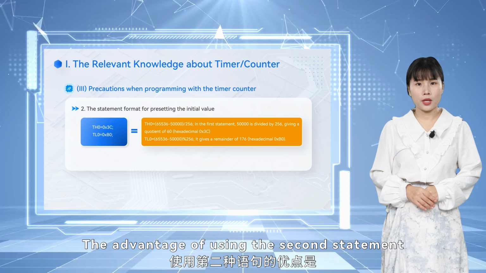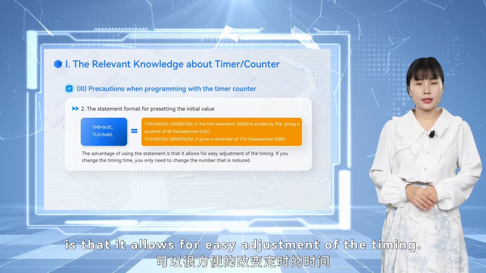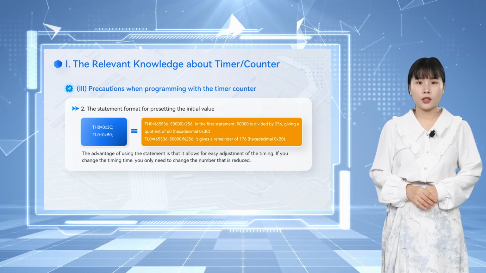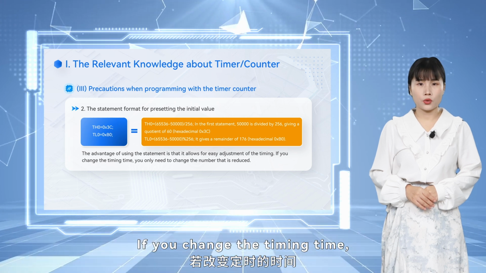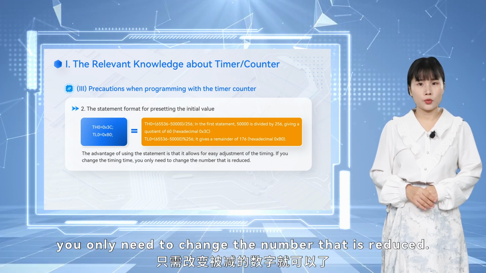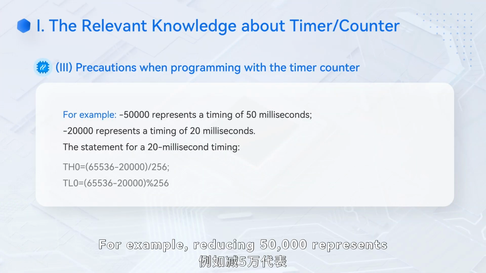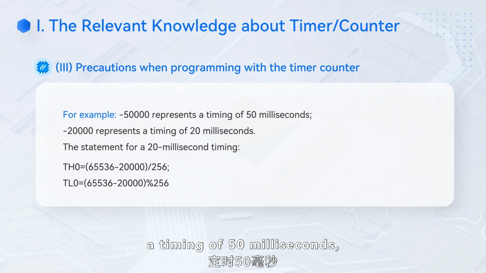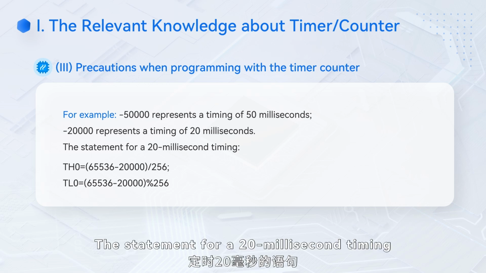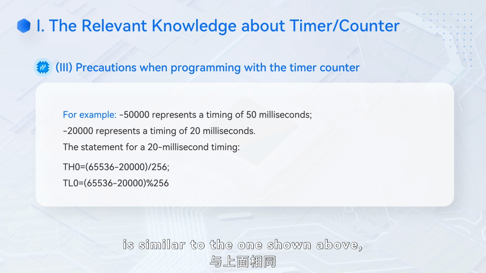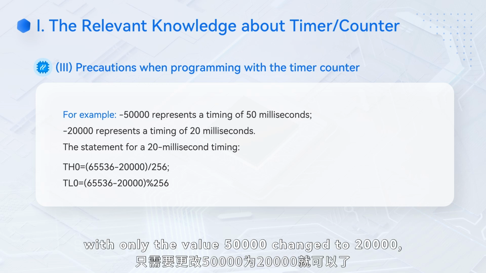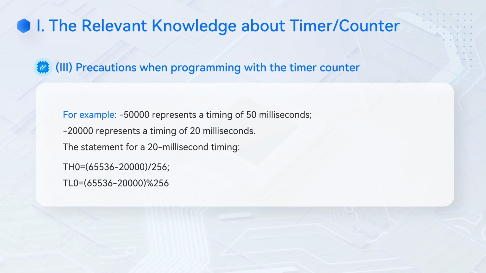The advantage of using the second statement is that it allows for easy adjustment of the timing. If you change the timing time, you only need to change the number that is subtracted. For example, subtracting 50,000 represents a timing of 50 milliseconds, subtracting 20,000 represents a timing of 20 milliseconds. The statement for a 20 millisecond timing is similar to the one shown above, with only the value 50,000 changed to 20,000, making it very convenient.